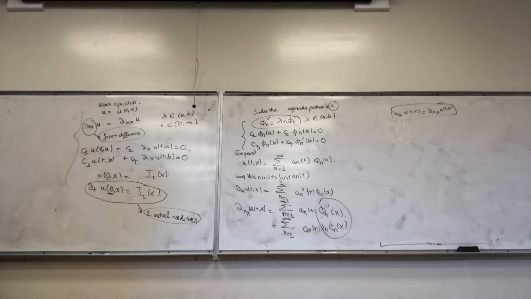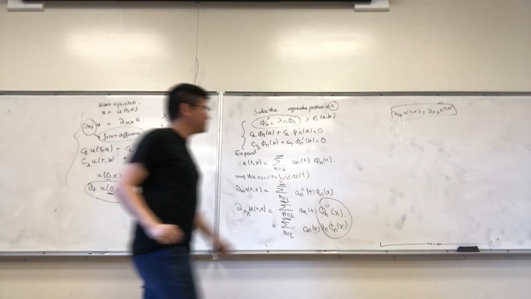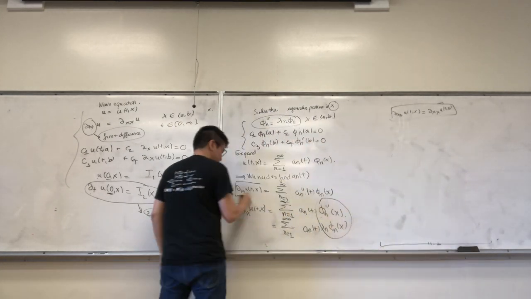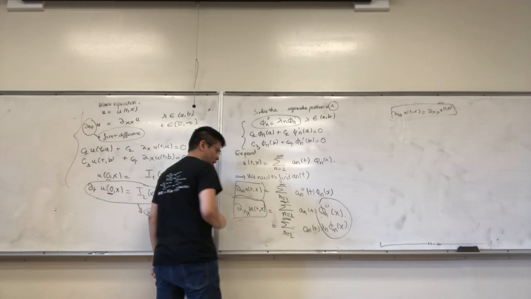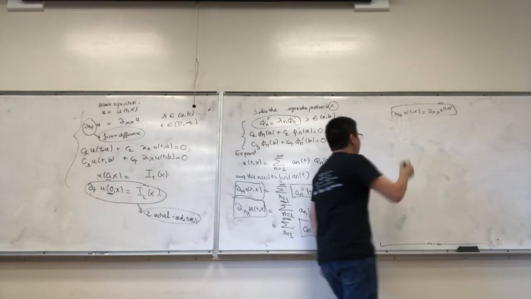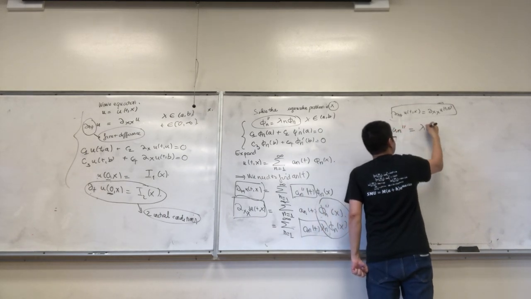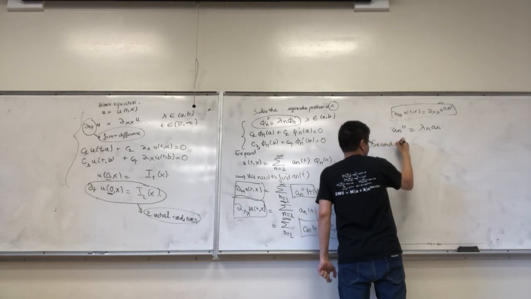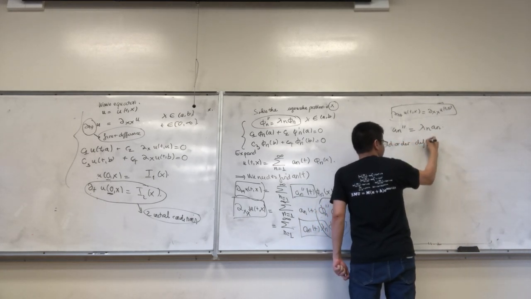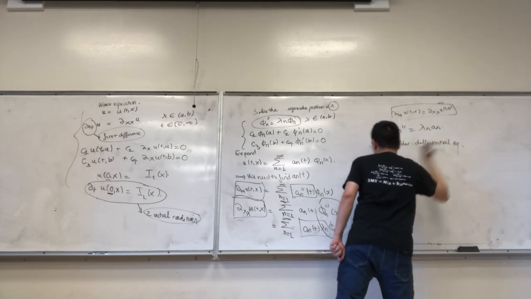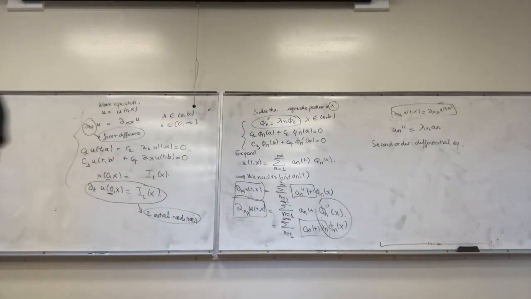a_n double prime is equal to a_n times lambda. So you have this series is equal to this series, right? Which means that this box is equal to this box. You have a_n second is equal to lambda_n a_n. And this is a second order differential equation. How do you solve a second order differential equation?